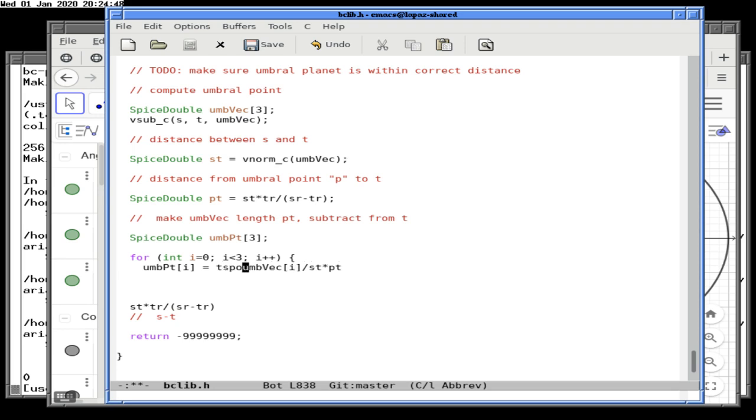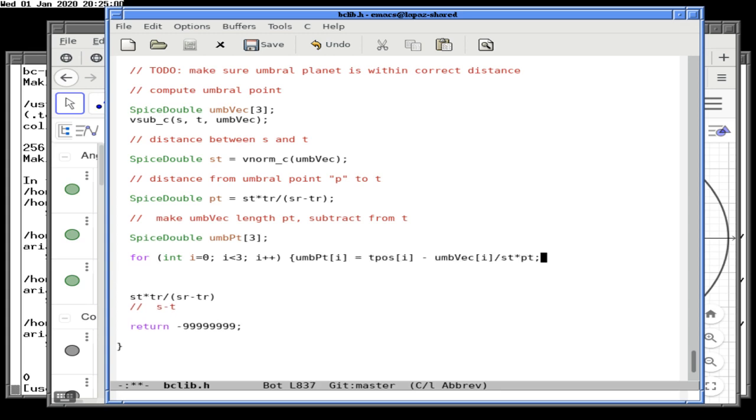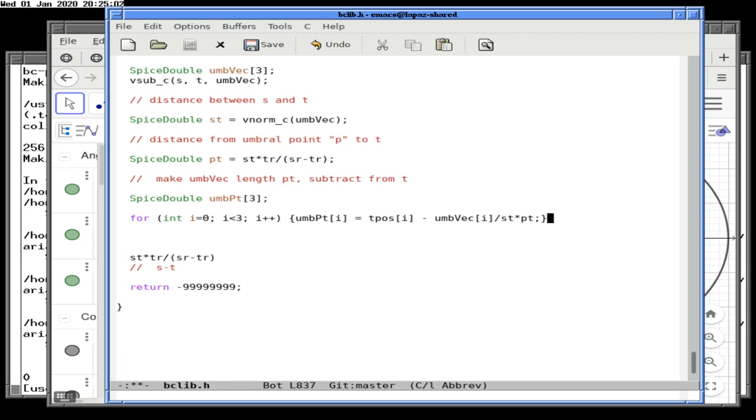So we can do this. Take t pos, subtract off the umbral vector, and it's that simple. We could have gone through like 3 or 4 SPICE C functions. There's nothing wrong with the C SPICE functions, by the way. They're good functions. They're very well written, and they were written a long time ago.